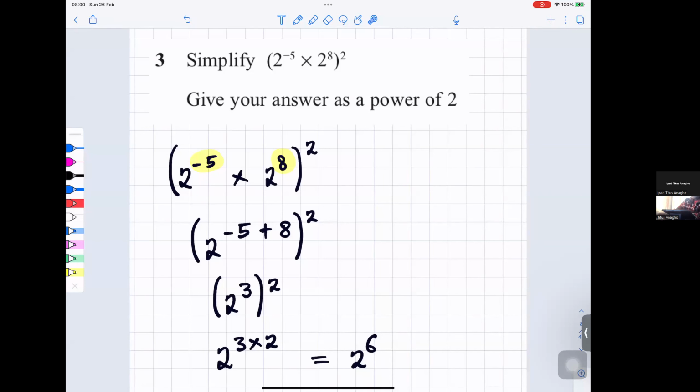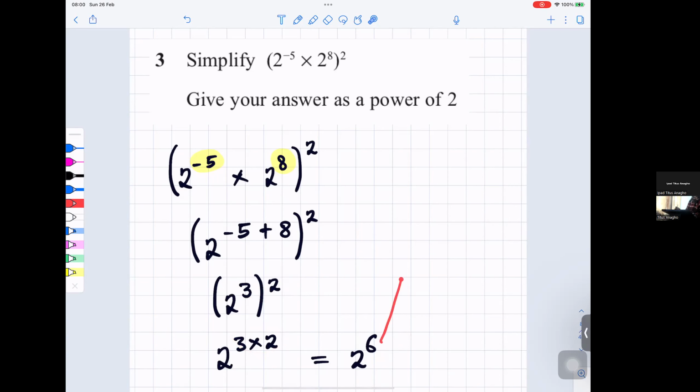Question number 3, simplify. Give your answers as a power of 2. So let's work with what is inside the bracket first. The base is 2 and the base is 2. So we add the powers. Minus 5 plus 8 is the same as 8 minus 5, which is 3. And then 2 to the power 3 bracket. To get rid of the bracket, you multiply those two numbers. 3 times 2 is 6. So it's 2 to the power 6.